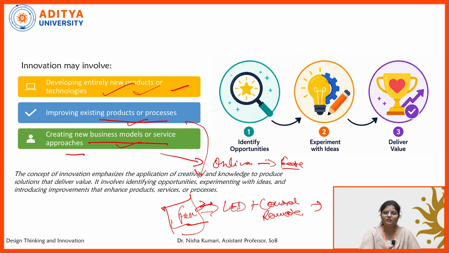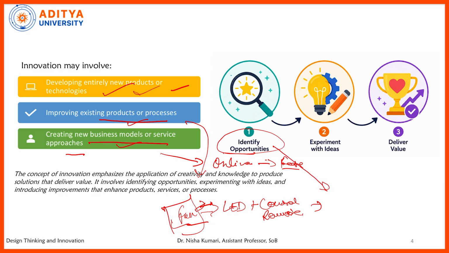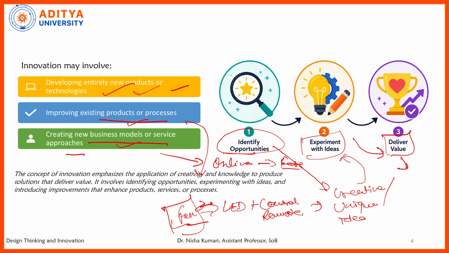So in sum, when we talk about what innovation is, innovation includes that we identify an opportunity, and for that identified opportunity we generate creative ideas, or unique ideas, which will bring some difference in the life of the users, and we experiment with those ideas, and those ideas are going to deliver some value for whom?